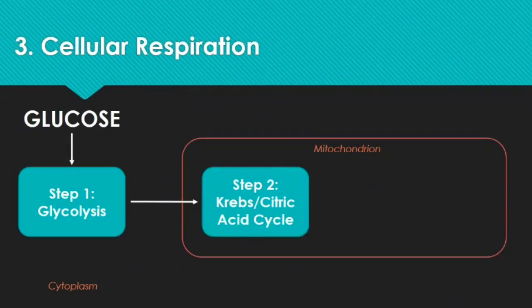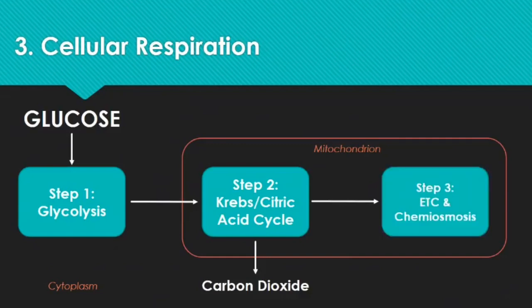Then during that process, we're going to release some carbon dioxide, but mostly what we're interested in is taking that energy from those molecules over to the last step, which is step 3, the ETC and chemiosmosis. ETC stands for electron transport chain. This time we're going to take oxygen as an electron acceptor. We're going to put that into step 3. And when we do that, we're going to release a little bit of water, but more importantly, a lot of ATP. So this is how cells are going to convert glucose into usable ATP for cellular actions.